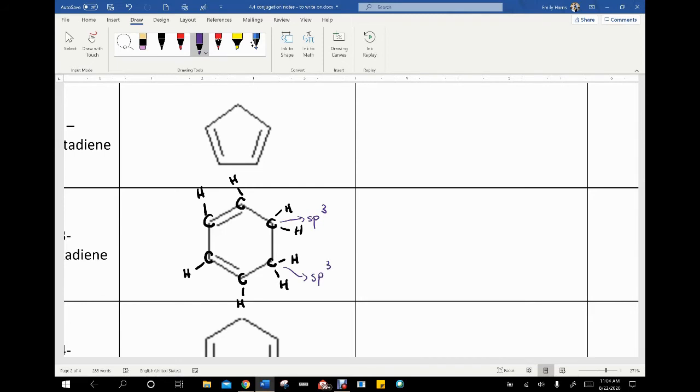Now, the other carbons within the molecule participate in at least one double bond. That's going to give each of them only 3 electron regions. As a result, the remainder of our carbons are going to be sp2 hybridized.